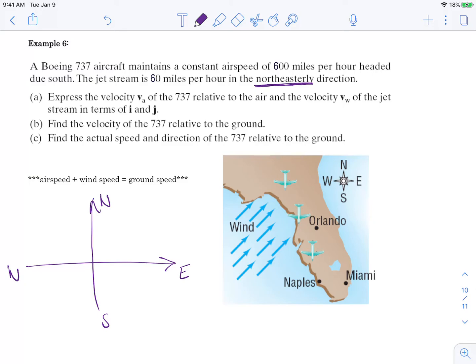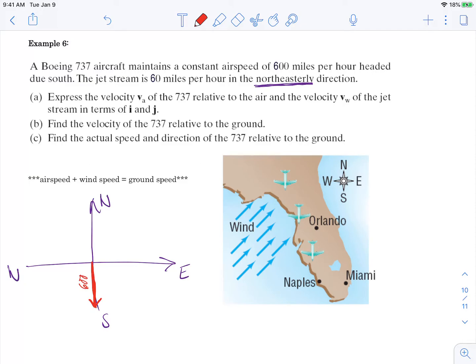So we know we have one vector, because remember vector, we have to have magnitude and direction. So one vector is that aircraft, okay? It's traveling at a constant airspeed at 600 miles per hour, and it's headed due south. So I'm going to change colors. So we have this aircraft vector. All right. We know that it's 600 miles per hour, okay? And then we can figure out the direction because it's due south.